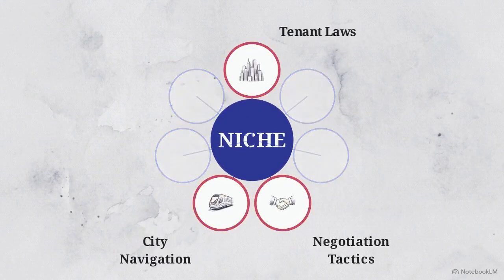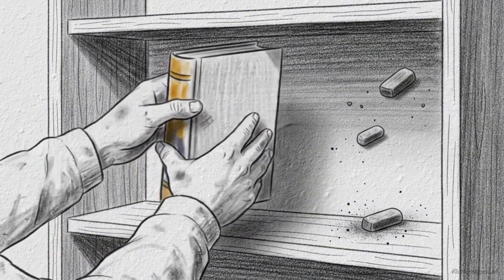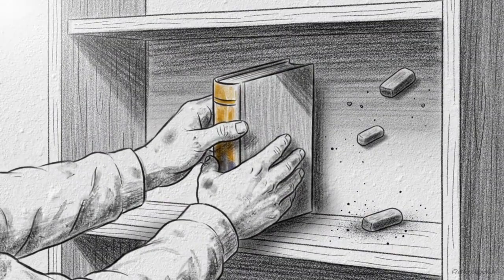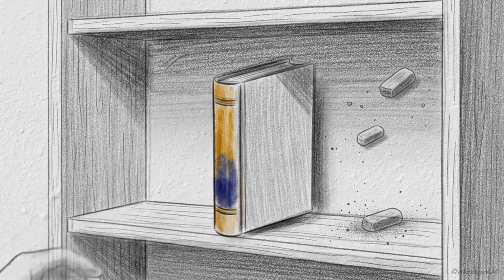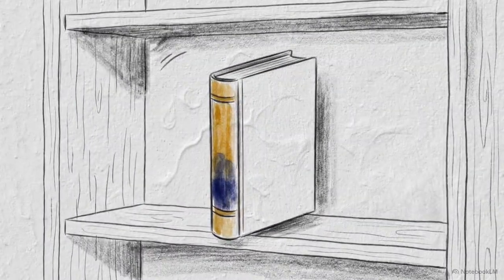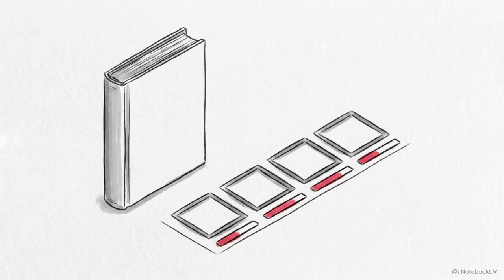Let's apply this to a concrete example: navigating urban tenant laws and rental negotiations. Forcing the AI to hit these exact parameters ensures you don't spend weeks writing a book that nobody is actively searching to buy. Now that we have a product, we need marketing assets.